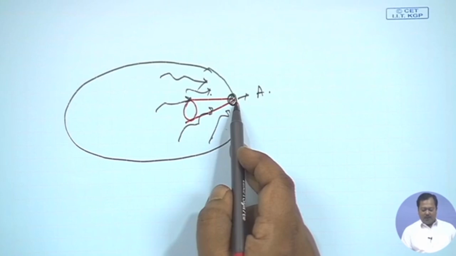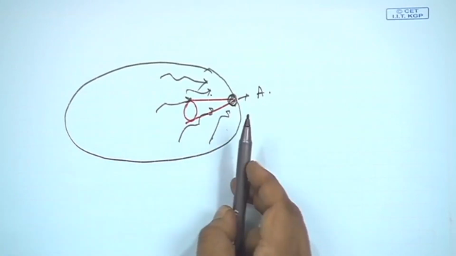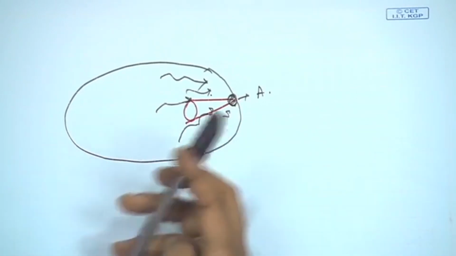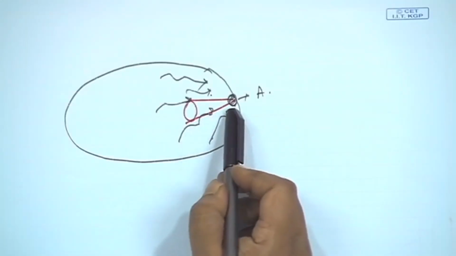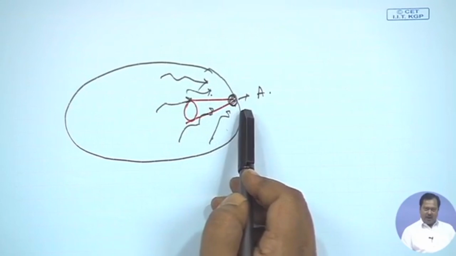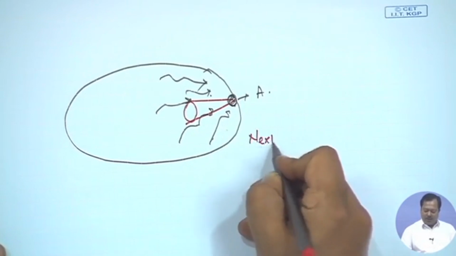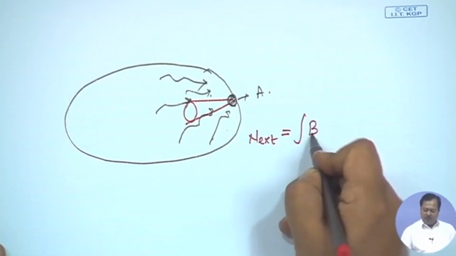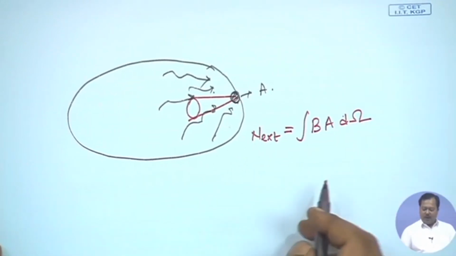So the brightness, as you see, represents the radiation per unit area and per unit bandwidth, unit hertz. The unit of brightness is watt per meter square per steradian hertz. Now if I want to calculate the overall radiation received by this area A, we simply have to integrate B over A d omega over all the available solid angle.